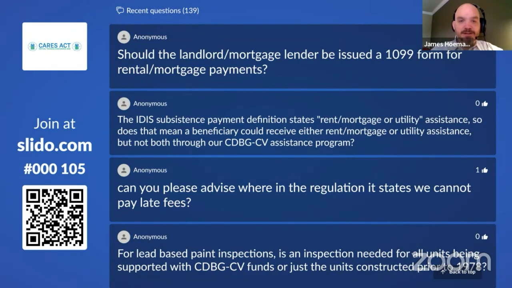The IDIS assistance payment definition states rental, mortgage, or utility assistance. So does that mean a beneficiary could receive either rent, mortgage, or utility assistance, but not both through CDBG-CV assistance program? No, I mean, the IDIS matrix code is the way in which you're classifying that activity in the assistance in the system itself.